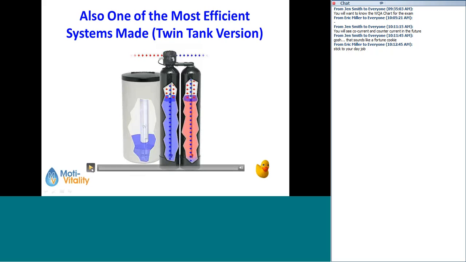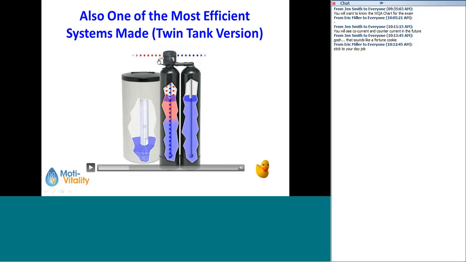Okay. All right. This is also a Kinetico. It's a twin tank unit. We're going to talk about twin tanks here in a little bit, but you'll see the same thing. The thing with the twin tank unit is you have continuous soft water.